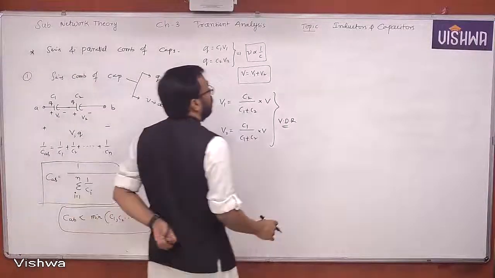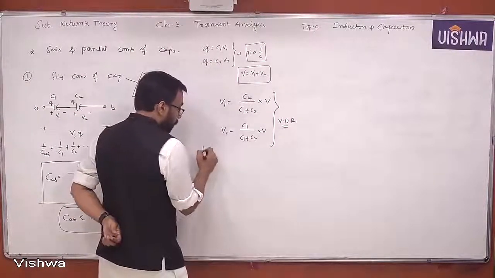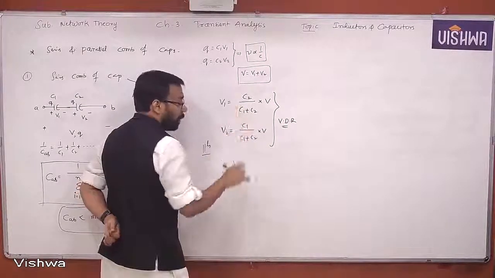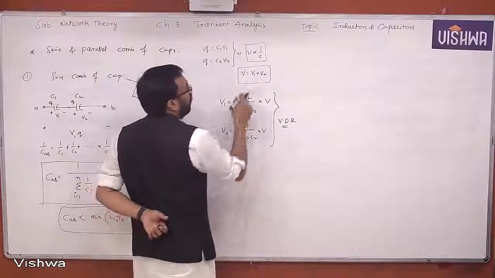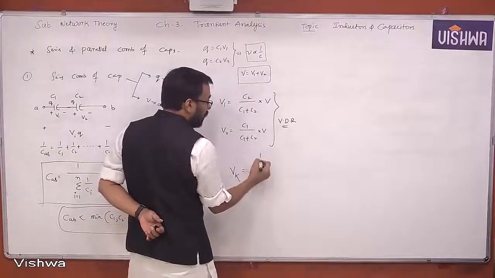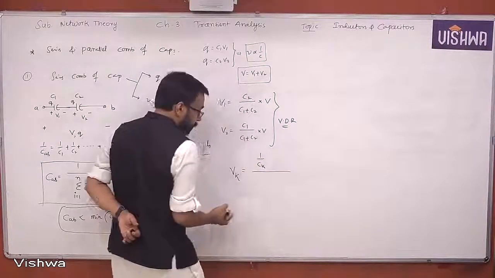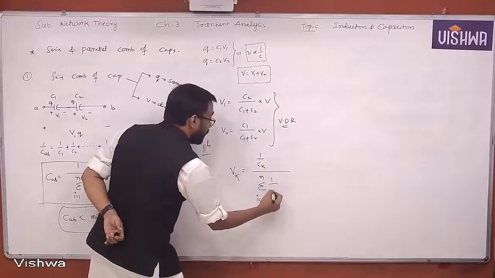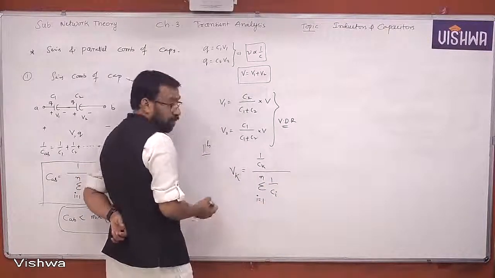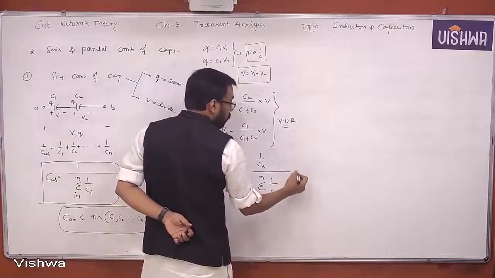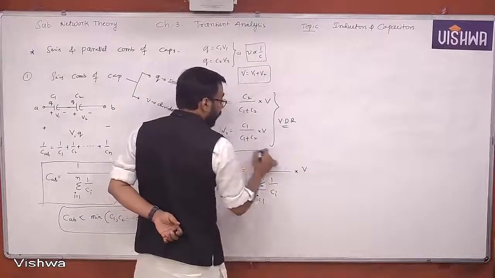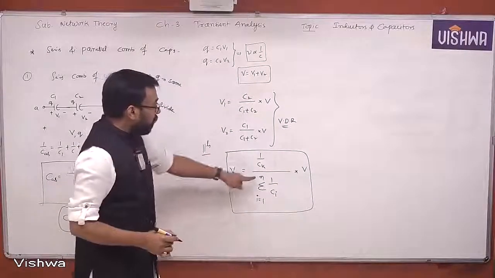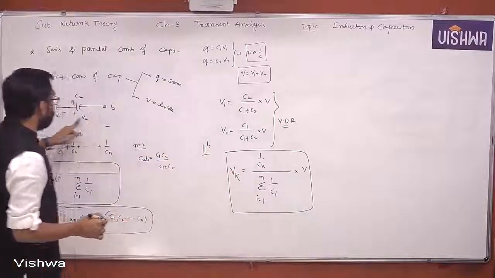Similarly, consider the voltage across the kth element when there are n number of capacitors connected in series. So what you get here: V is inversely proportional to C, therefore 1 by Ck by summation i equal to 1 to n, 1 by Ci, into total voltage V. This is the voltage across the kth capacitor when n number of capacitors are connected in series.